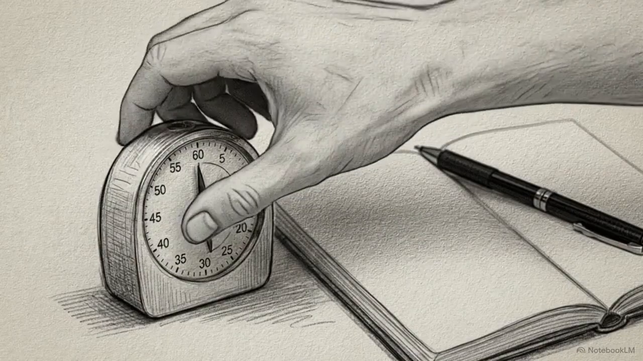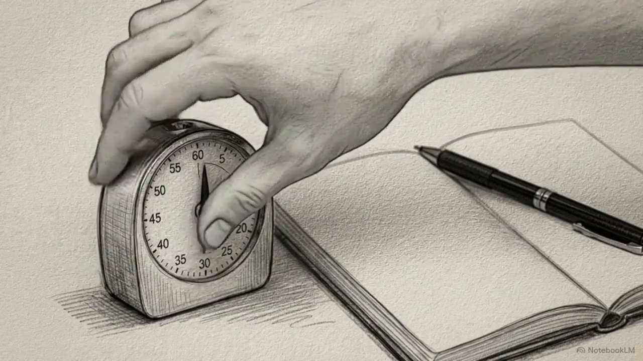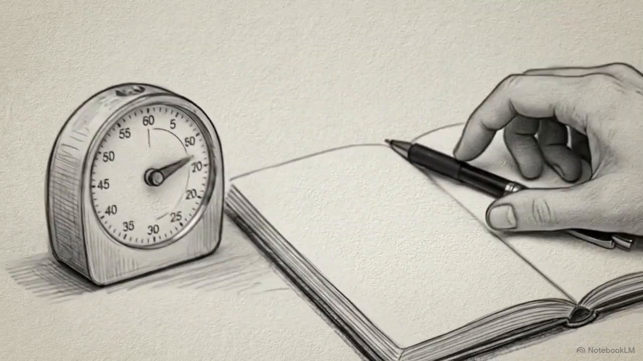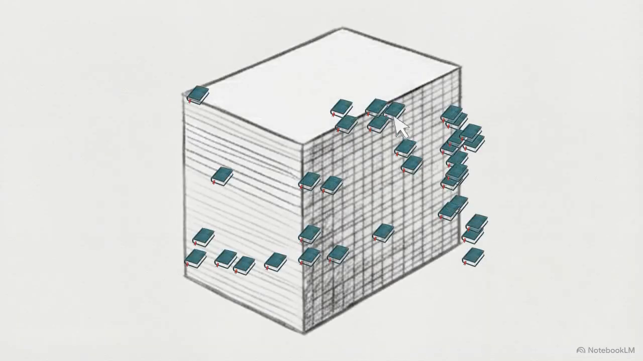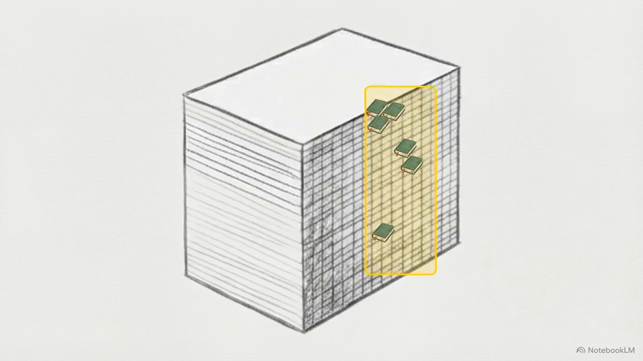Start the system now. Close this video, set a 60-minute timer, and execute your first block for day 1. Mastery follows the decision to narrow your focus. By choosing what to ignore, you gain control over what you learn.